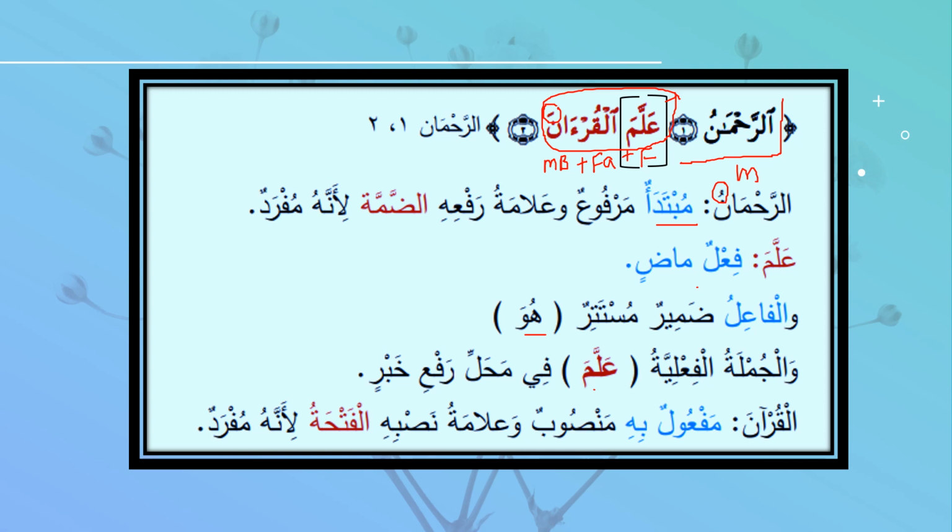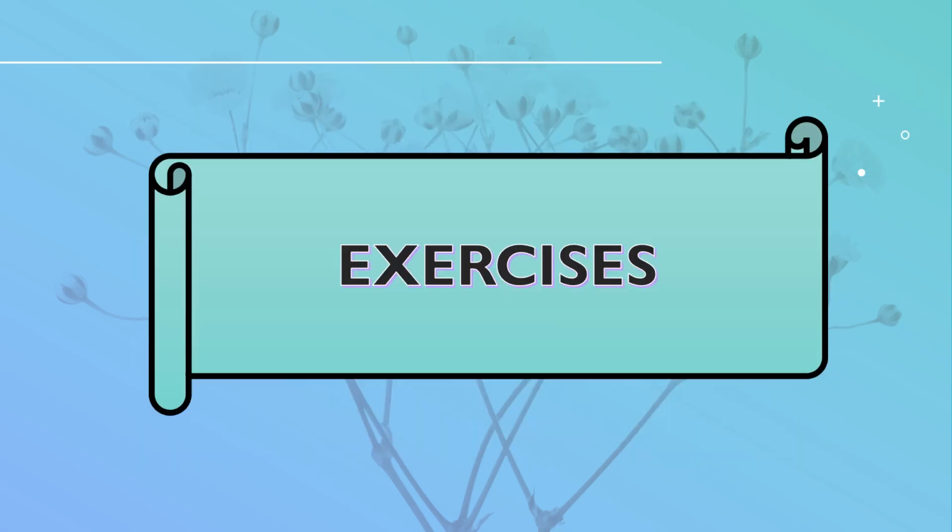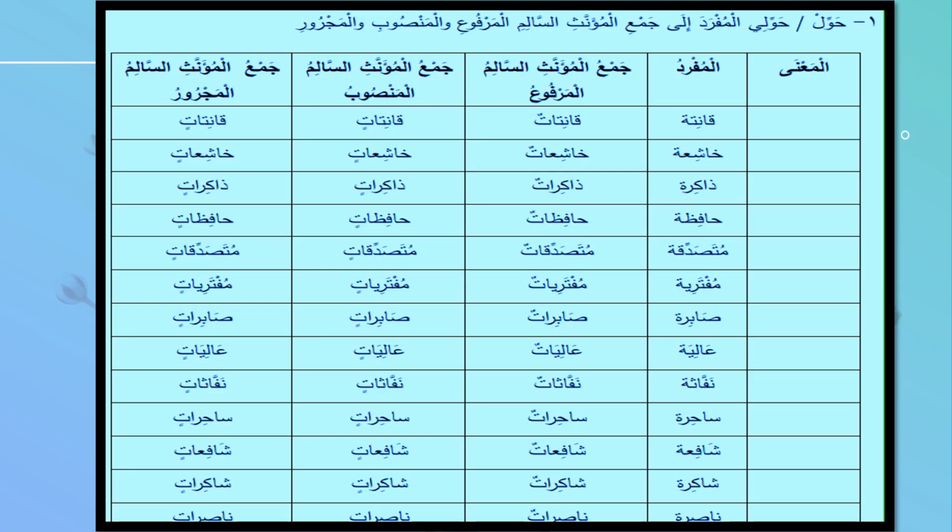But if you say that allama al-Quran, the whole sentence, is a maf'ul bihi to the mubtada Ar-Rahman, it's still okay. And al-Quran is maf'ul bihi mansub, alamatu nasbihi al-fatha li'annahu mufrad. So I hope it's very clear. Now let's do some exercises on the whole lesson of Muannas and Khabar.